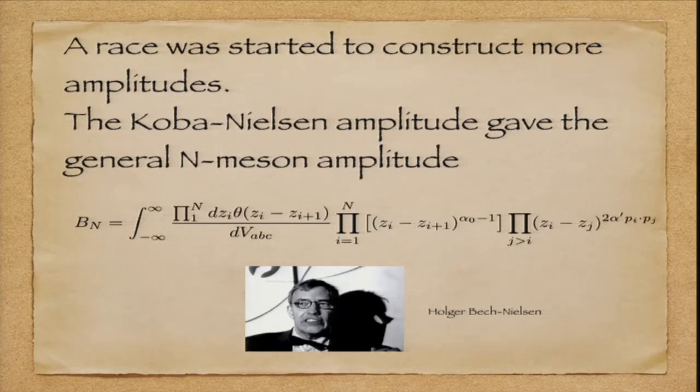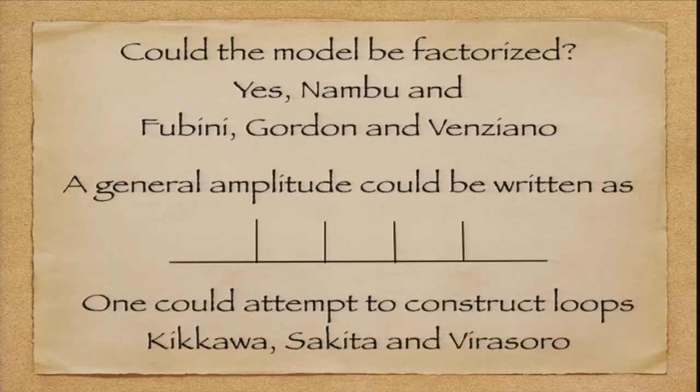And this was for the n amplitude. So a good question was then, could this be factorized? What we remember from ordinary amplitudes. And yes, Neveu and Fubini, Gordon, Veneziano found that one can write it like this. So this looks now like a Feynman diagram in a sense.